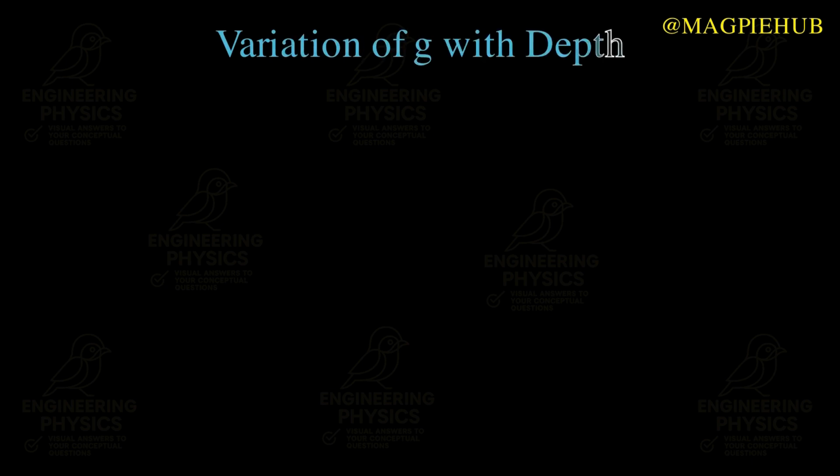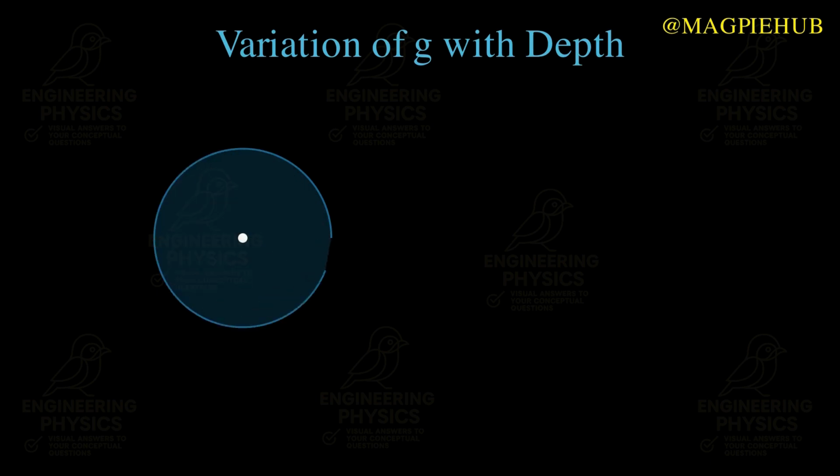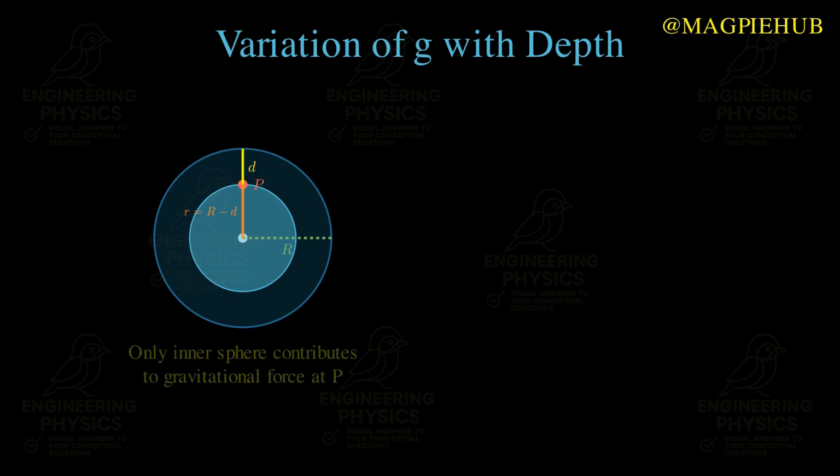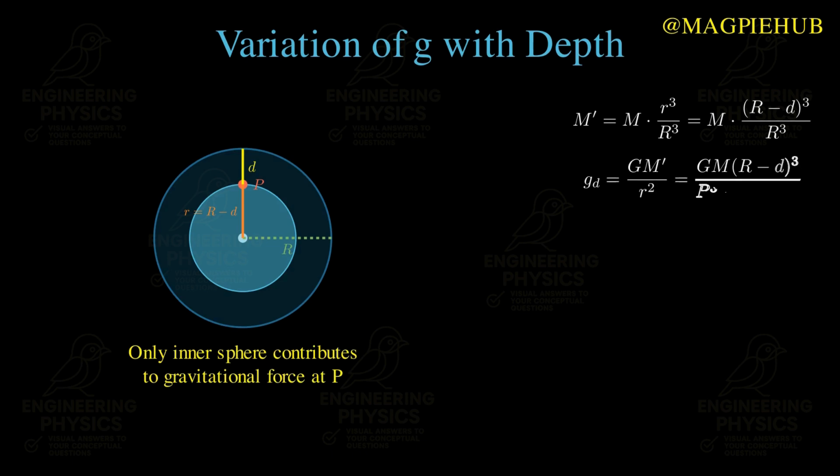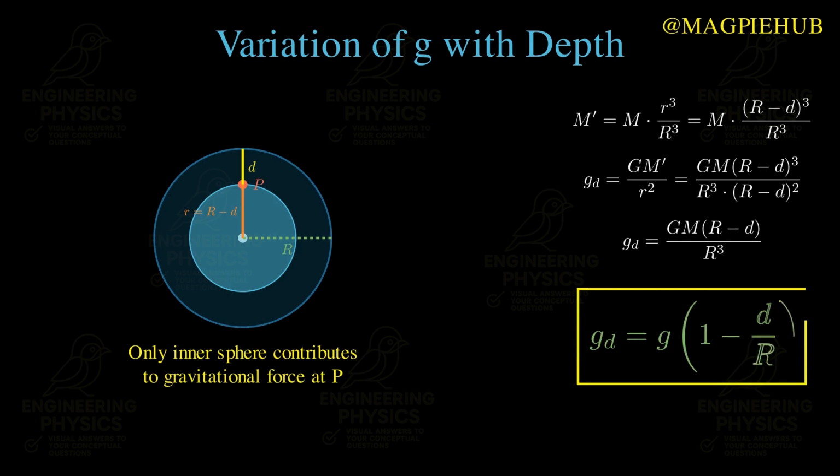What happens when we go inside the Earth? This is variation of g with depth. Here comes an interesting concept. Only the inner sphere of Earth contributes to gravity at any point inside. The mass of inner sphere is M times r cubed by R cubed. Assuming uniform density, after simplification, we get g at depth d equals g into (1 minus d by R).